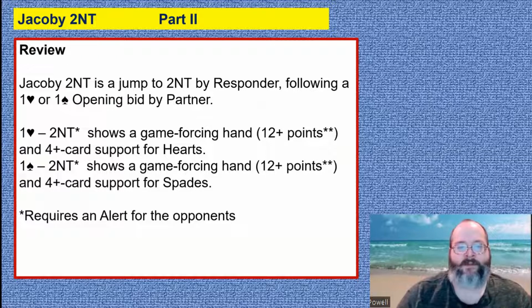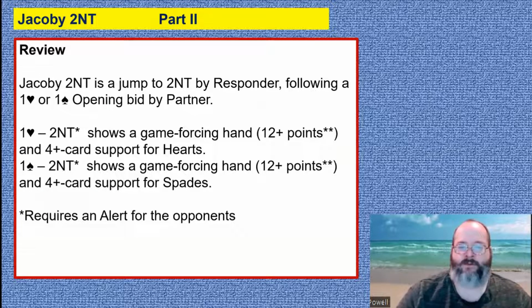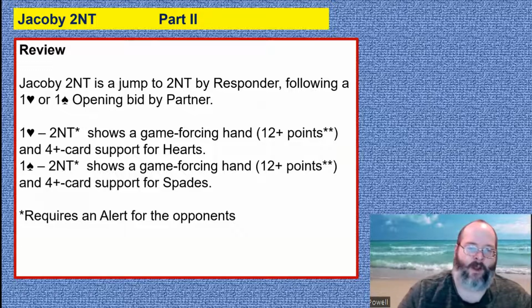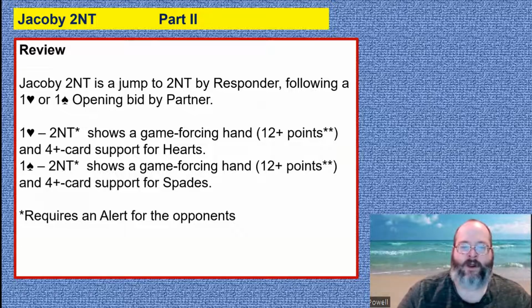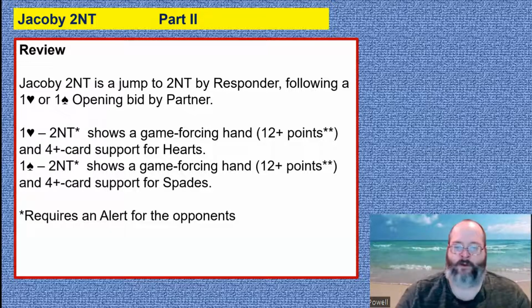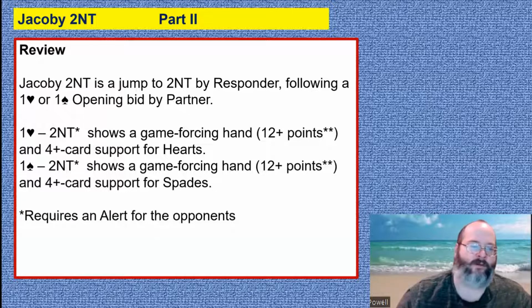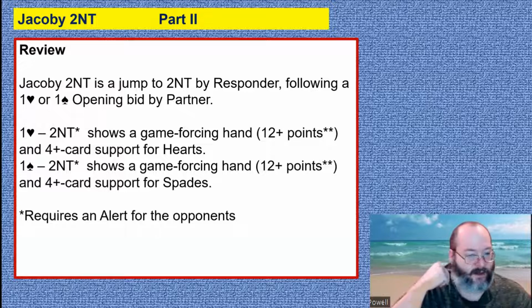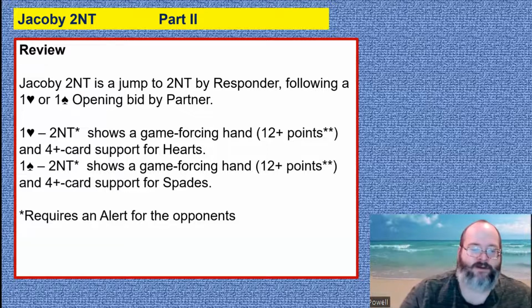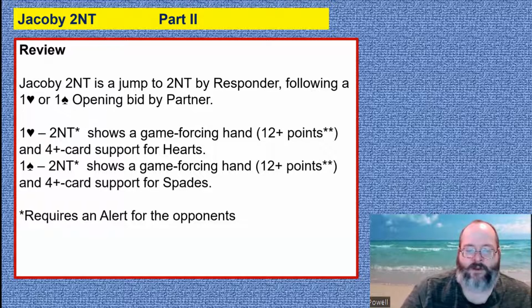So Jacoby 2-No Trump is a response to one of a major, one heart or one spade. A jump to 2-No Trump by responder is going to show a game forcing hand with 12 or more points and 4-card or more support. So one heart, 2-No Trump shows 12 or more points, 4-card heart support, mandatory 4-card support. One spade, 2-No Trump, same thing, 12 points, 4-card spade support. This does require an alert for the opponents, not by the opponents.